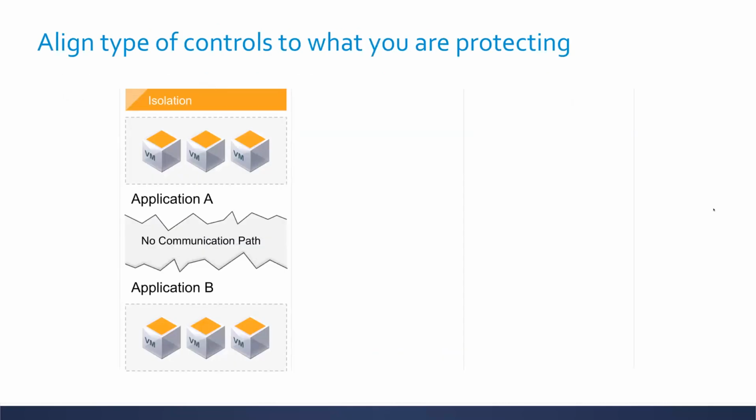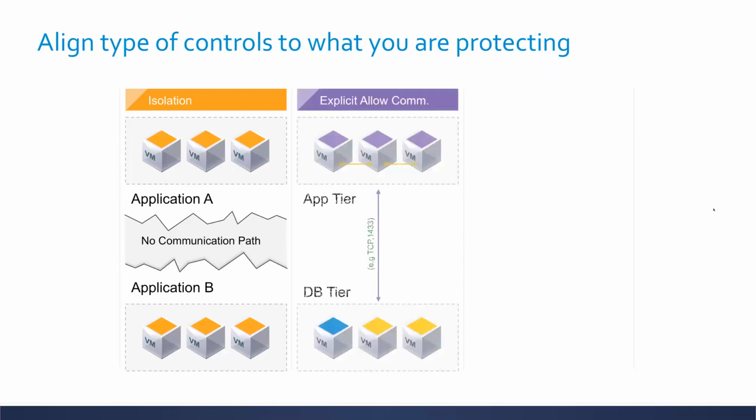So again, let's talk about some of the constructs that you would have. You would have the isolation method where application A can no longer talk to application B, or it never could talk. We don't want communication. We have the explicit allow, which is the 2-tier, 3-tier construct.